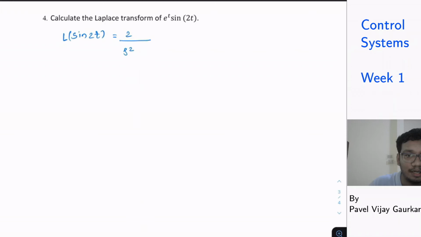Now coming to the next question, we have been given that y double dot of t plus 3 into y dot of t plus 4 into y of t is equal to u of t. So let me make a correction here. It's u of t. So taking the initial conditions to be 0, that means y of 0 is 0, y dot of 0 is 0, and y double dot of 0 is 0.